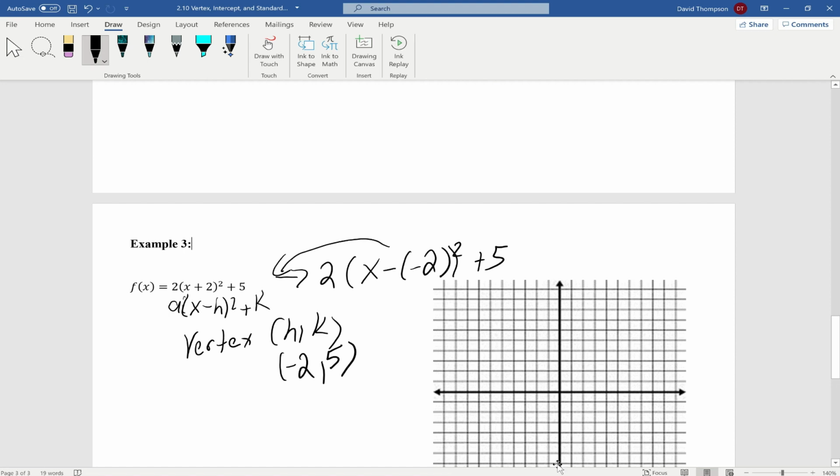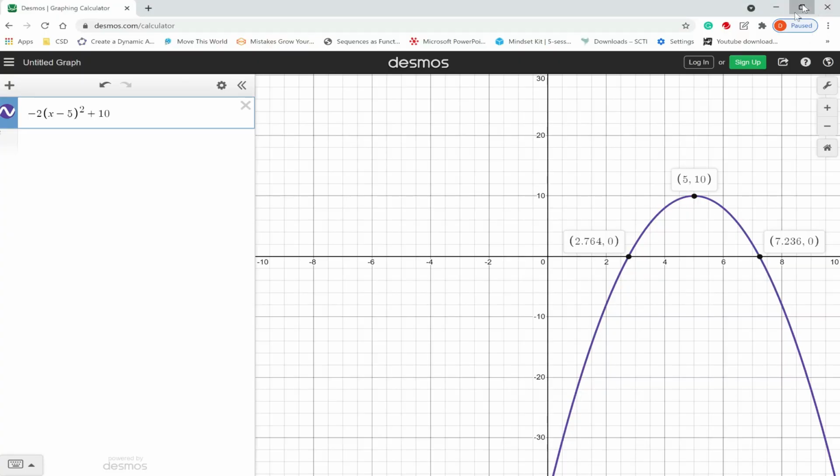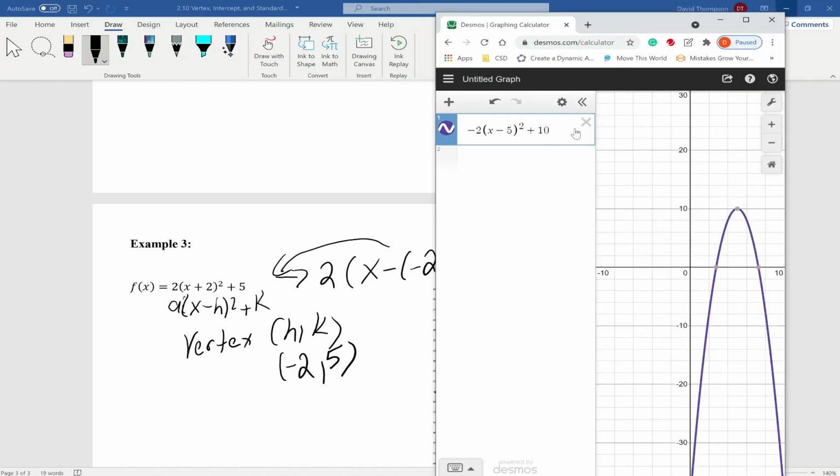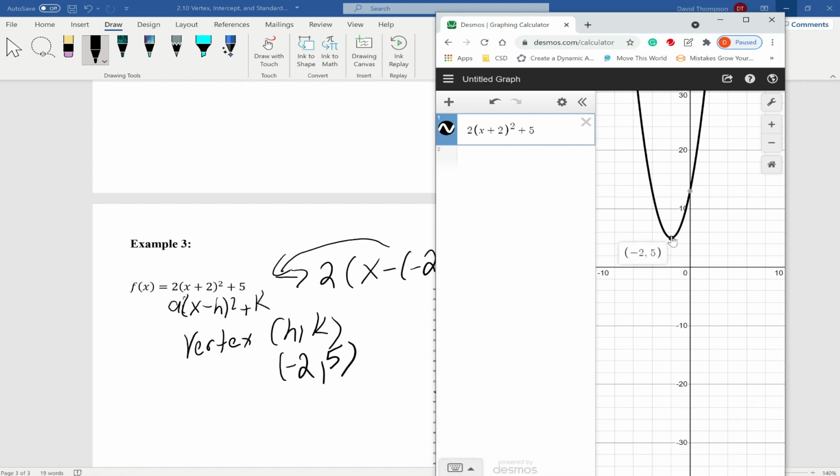Let's confirm that by using Desmos to confirm the choice of our vertex. So clear out the old equation, type in the new one, 2 parentheses x plus 2, close it and square it, plus 5, and click, and we have a vertex at negative 2, 5.